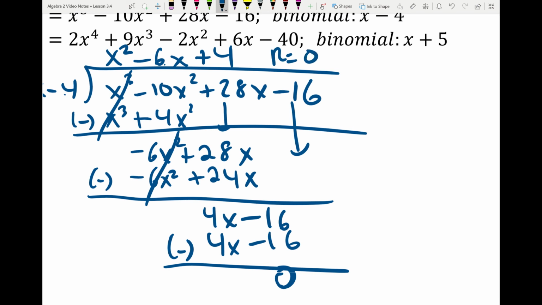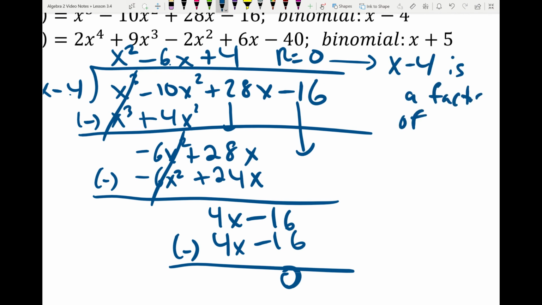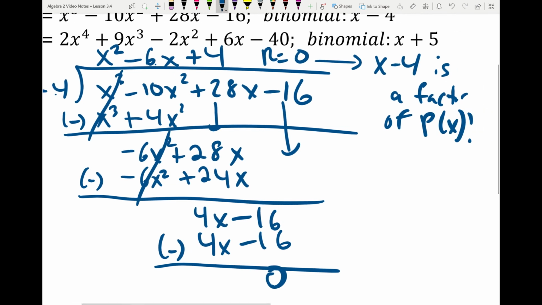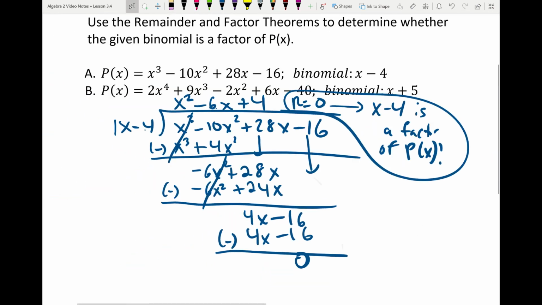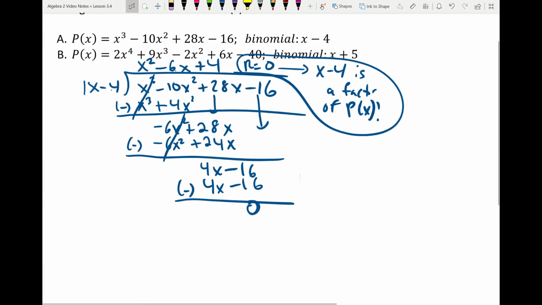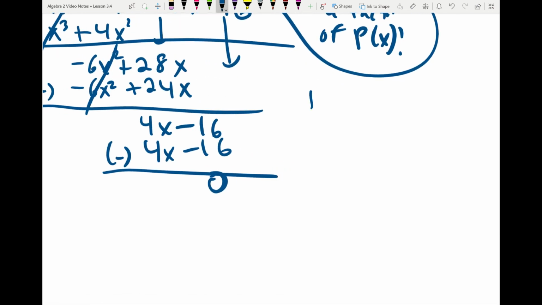So since our remainder is 0, this means that x minus 4 is a factor of p of x. All right, so that's method 1. That's the remainder theorem. Now let's do the factor theorem.